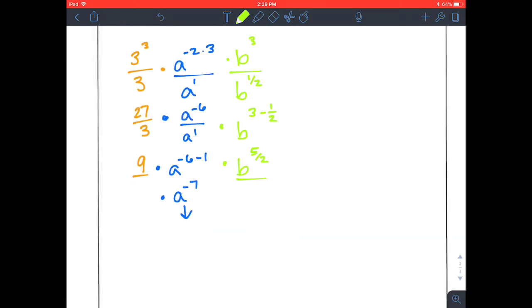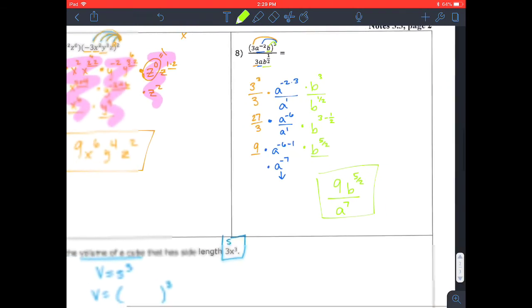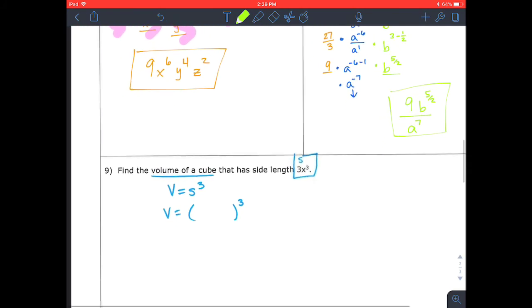Okay, so I've got all my stuff here. I've got my 9 that sits on top. That A to the 7th, because it's negative, drops down to the bottom. And B to the 5/2 power stays on top. So I'm going to wait till all the way through each time, letter by letter, number by number.